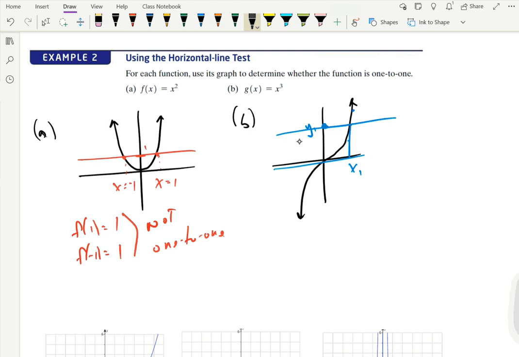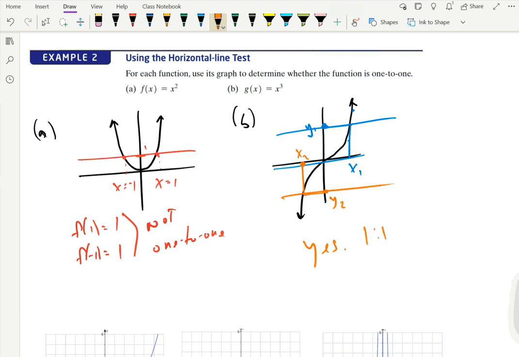If I take a look at another spot, this y value down here, call that y2, I can read across and come up with this particular x value. So what that means is for every y value, there's only a single x value. So yes, this function is one-to-one.